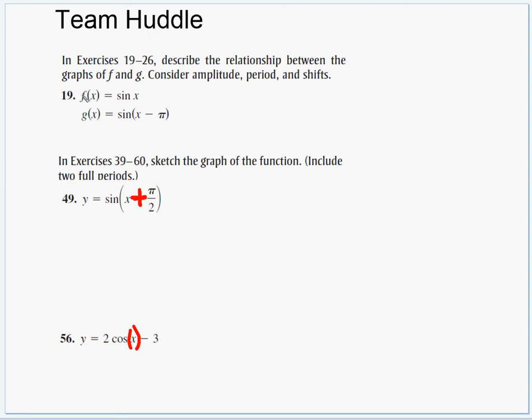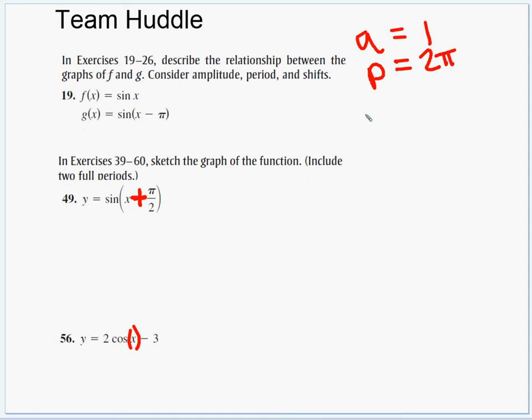Okay, number 19. Let's look at the amplitude first. The amplitude for both equals 1. A equals 1, so that's the same for both. Period. The period is 2 pi divided by the number in front of x. So for both of those functions, the period is 2 pi.